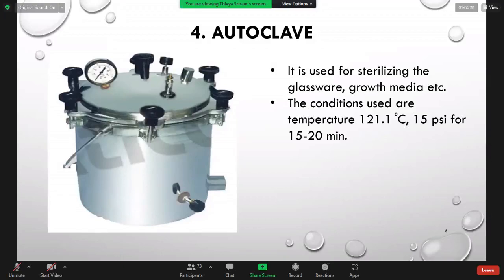For example, if we want to culture with the agar medium, first of all, we have to sterilize the medium inside the autoclave. The temperature of sterilization is 121 degrees Celsius for 15 minutes at 15 psi pressure.